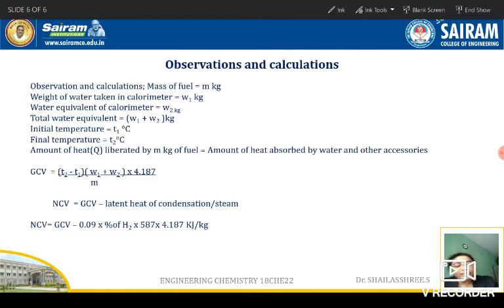What is water equivalent? Water taken in calorimeter is known. Known weight of water can be taken in calorimeter, that we can take. Then what is water equivalent of calorimeter? Water equivalent of calorimeter is nothing but, when we are burning the fuel, combustion takes place.